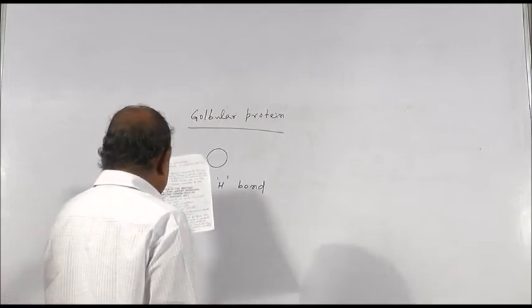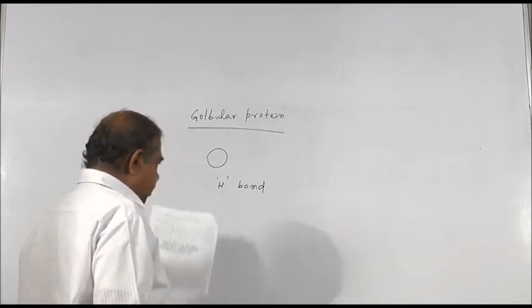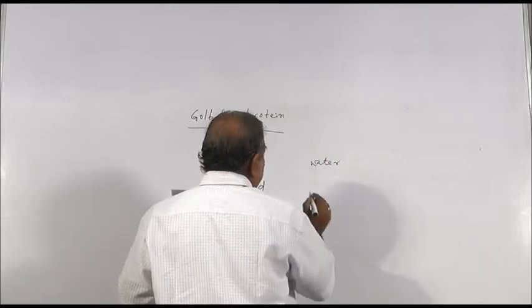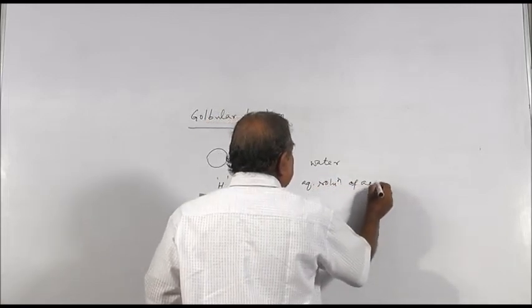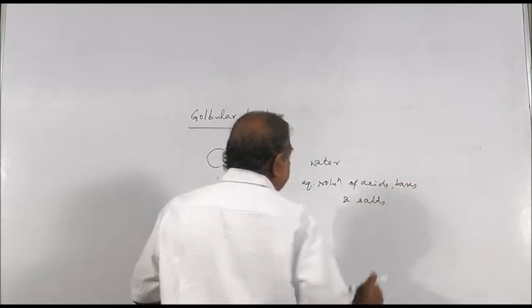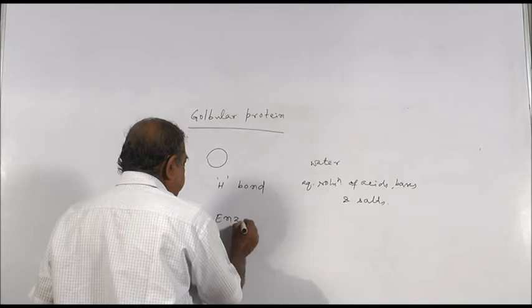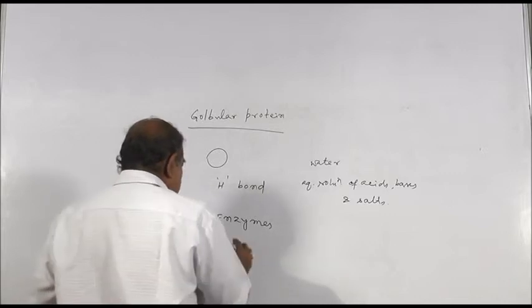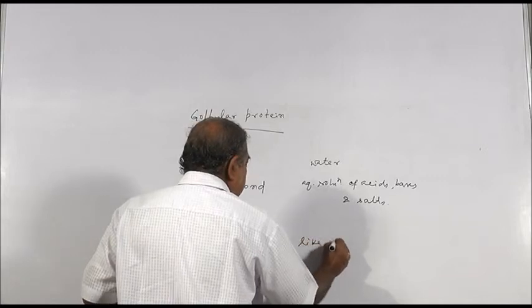hydrogen bonds. Now, these globular proteins are soluble in water, and in aqueous solution they are soluble. The fibrous one is insoluble, also in aqueous solution of acid, bases and salts. These are soluble. Common examples are enzymes and some hormones like insulin.